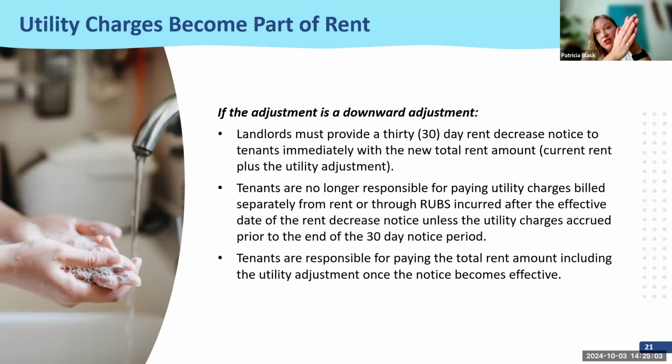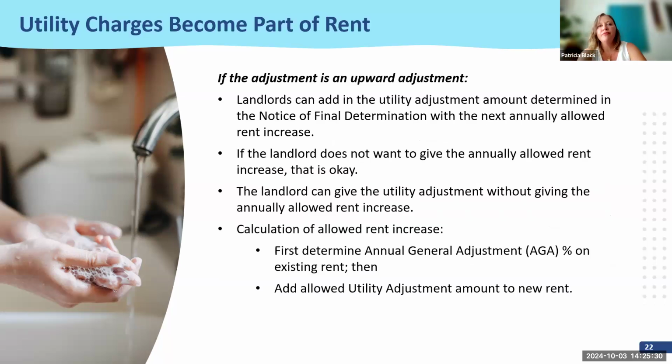The minute that it turns June 1st, that rent decrease notice becomes effective, then the charges incurred on or after June 1st are now considered part of rent. Okay, and so those RUBS bills, if they existed, would not be able to be charged to the tenant. And tenants are now responsible for paying the total rent amount, including the utility adjustment, once the notice becomes effective.